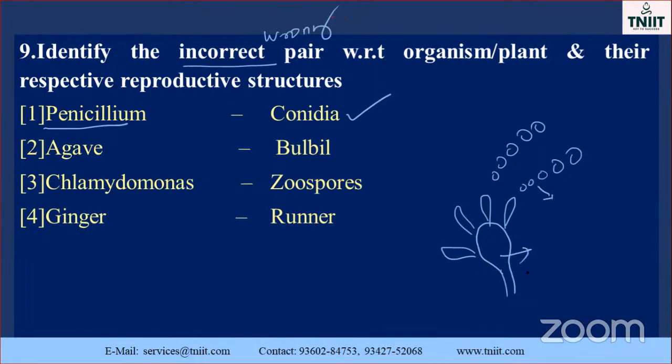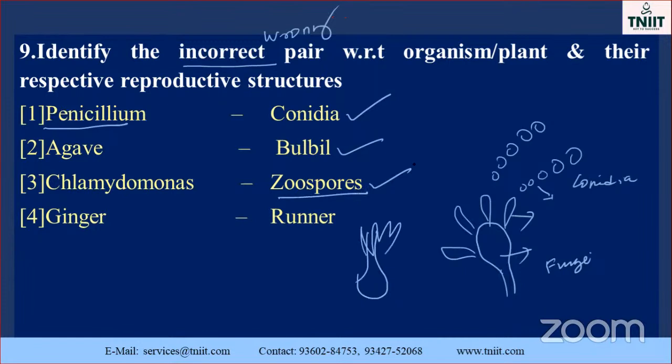This is Penicillium. It's one of the fungi. Okay, thallus. This is conidiophore. This is conidia. So the first one is correct. Agave is nothing but the bulbil. Chlamydomonas, zoospore. These two are correct. Agave is also one of the underground stem modifications. Okay, here it will come.